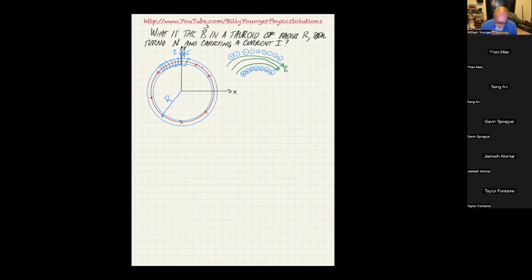This red wire, this red circuit right here is the Amperian loop. Okay. So now I can do the solution.